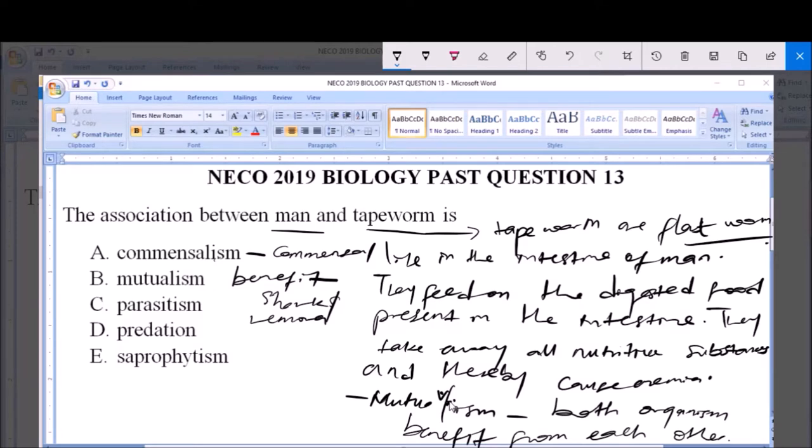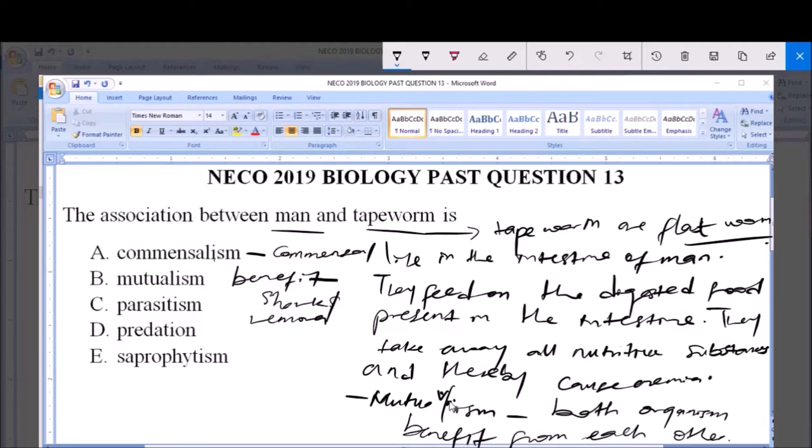And an example of mutualism is what you see in cattle and tick birds. Now, the tick birds feed on the ticks on the body of the cattle, and also the cattle benefits by what? By the ticks being taken away from their body, so that making them free from ticks.